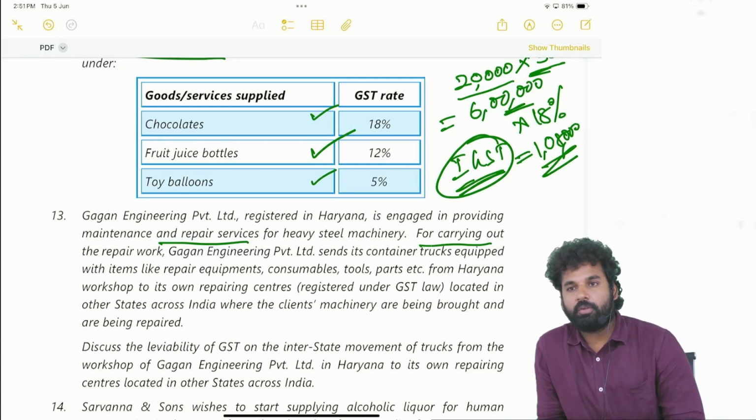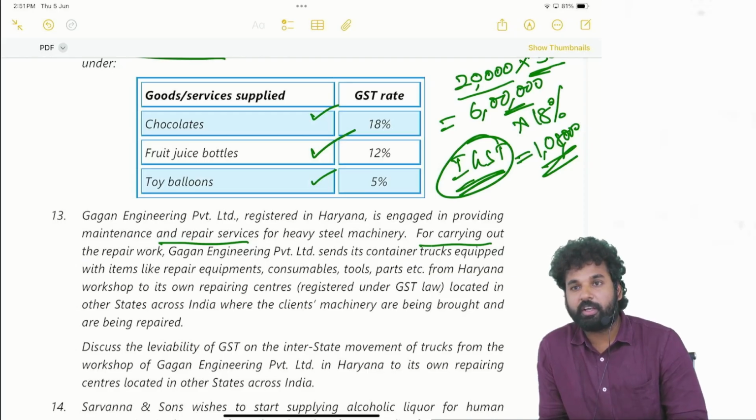So are you understanding? The question is on the clarification circular, which we discussed in the morning, right? Interstate movement of conveyance for transportation of goods or passengers, for repairs or maintenance. Sometimes this conveyance may be carrying what? Tools, spares, jigs.